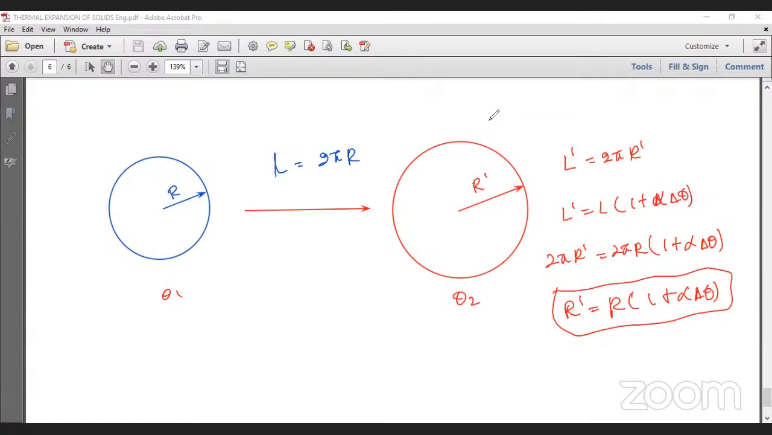Write the first question. At 20 Celsius, a brass cube has an edge length of 30 centimeters.